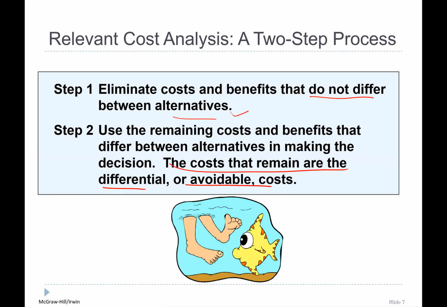Okay, so there's a two-step process to find out the relevant cost, which we discussed. We write down the costs that do not differ, and then the remaining is going to be the difference.